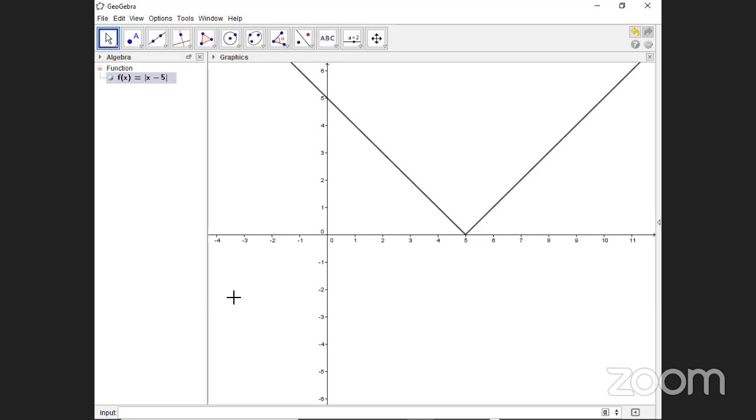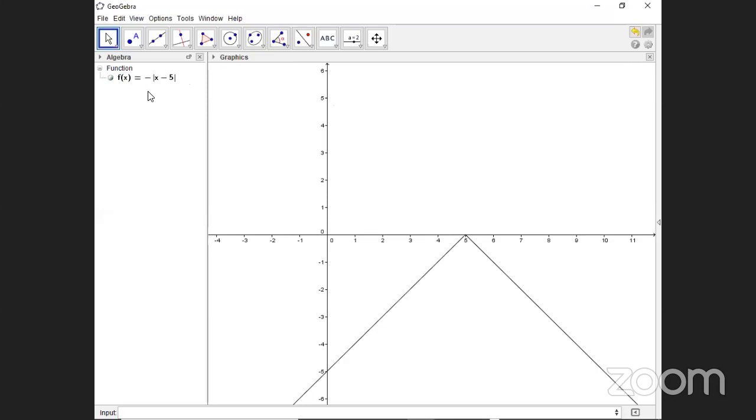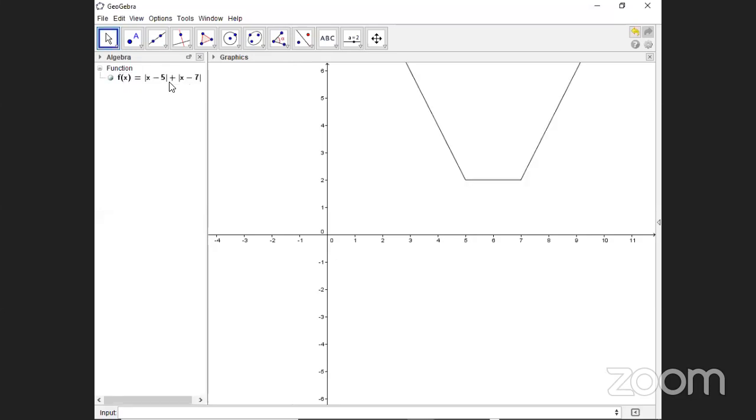And let me take mod of x minus 5 here. This is the graph. I told you already, mod x minus 5 will be like this. And if I change the sign here, minus, see here, this is what the graph looks like, right? And I'll tell you one more thing. If I add one more term, that is x minus 7 here, this is the graph.